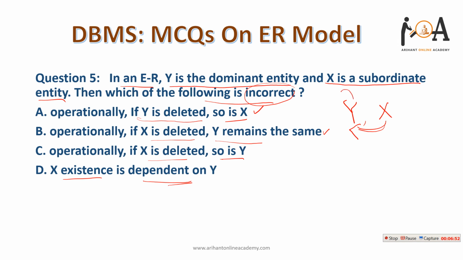Okay. Y is dominant entity, but it doesn't mean here that if Y is a dominant entity, then X existence will depend on Y, because the dominance of Y doesn't mean that the existence of X will be dependent on Y. So basically D is clearly incorrect. This upper two is correct and D is clearly incorrect.